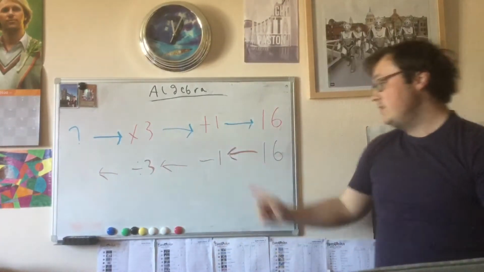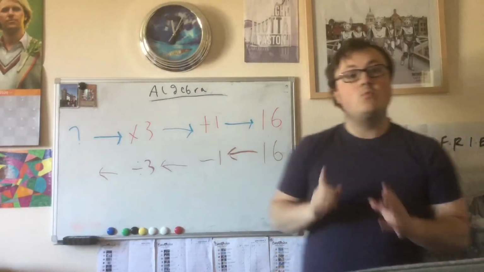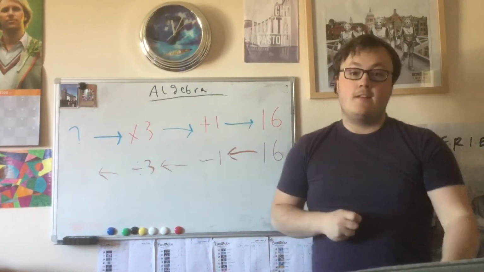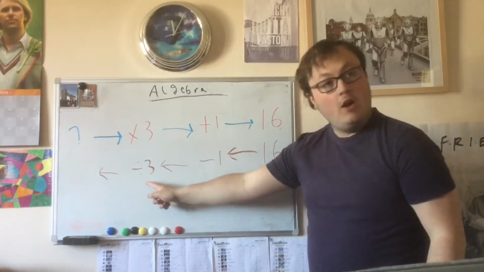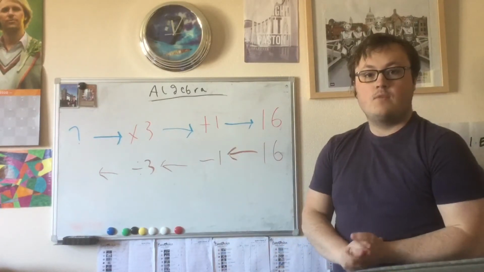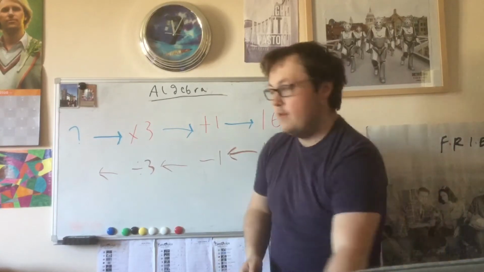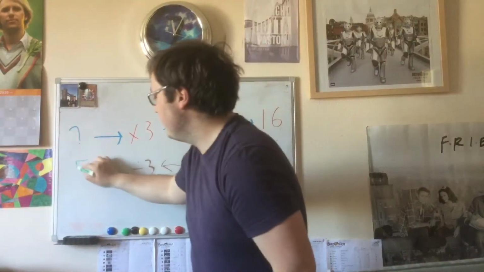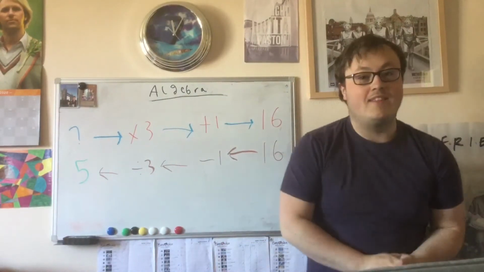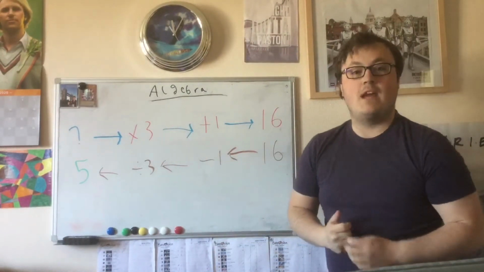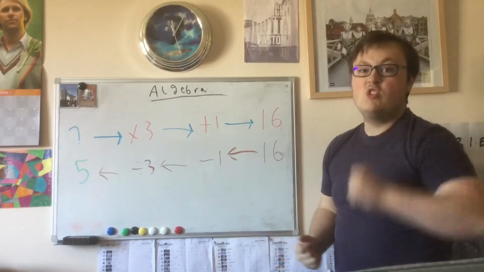So let's do it. What's 16 minus 1? Well, that will get 15. So what is 15 divided by 3? Well, that will get our unknown number, which is 5. Flowcharts are really cool, aren't they? And we can definitely use them in algebra. How? We'll see in a minute.